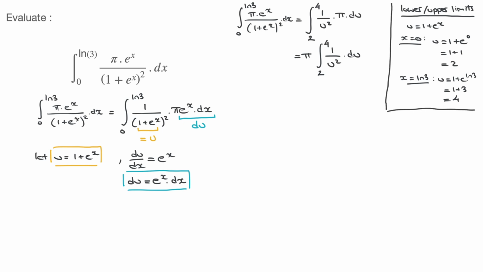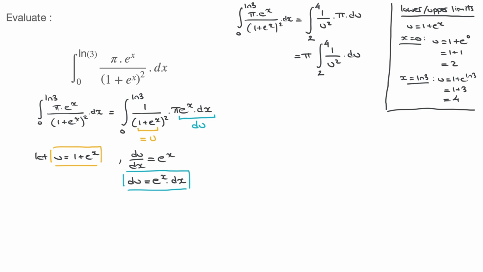There we go. And I should say, if ever rewriting the lower and upper limits in terms of the new variable makes you uncomfortable, don't worry, as I'll show you how we can avoid having to do that altogether at the end of this video. Okay, at this stage we need to evaluate this integral written in terms of u. And for that, all we have to do is find the integral of 1 over u squared. And since it's a definite integral, we can avoid any constant of integration.